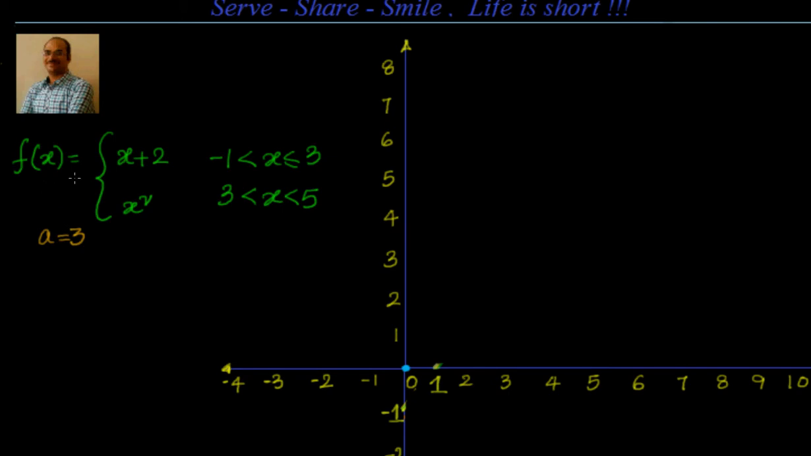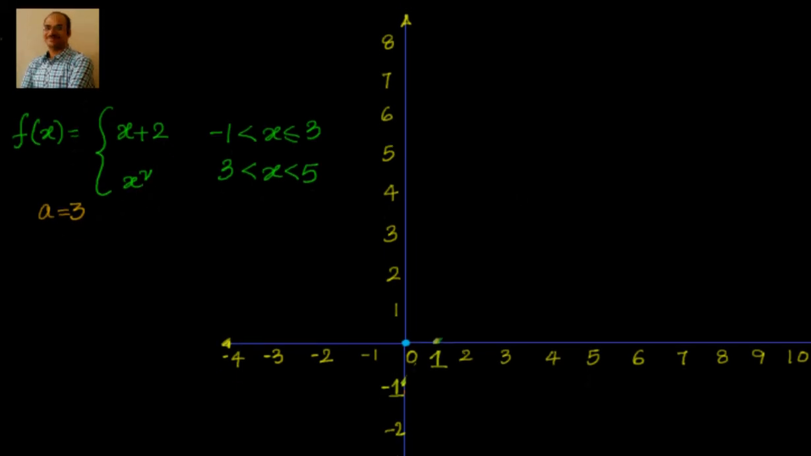Okay. So the function is given by the interval -1 less than x less than or equal to 3. The function is x plus 2. If x is between 3 and 5, then the function is given by x square. So let's just try to plot this. X square when between 3 and 5. So can I say if it is 3, it should be 9 somewhere else, correct?